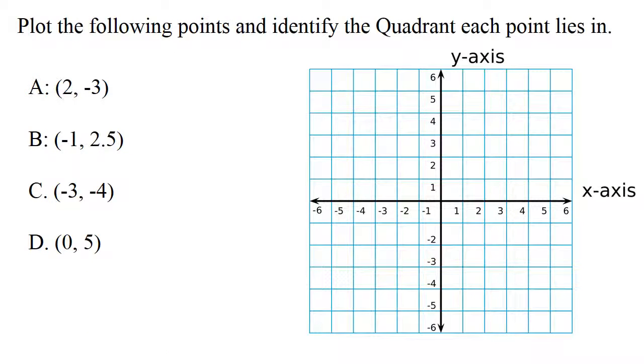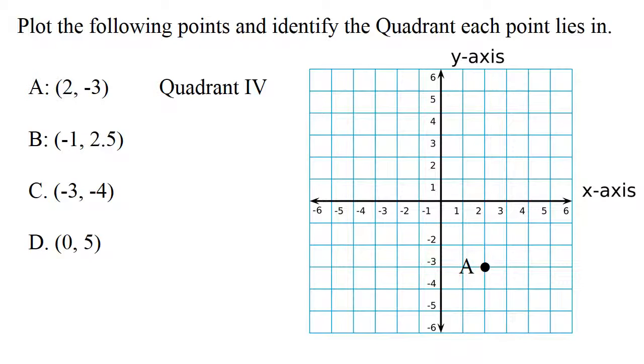Alright, let's look at types of problems we may encounter. This is asking us to plot these 4 points and describe which quadrant they lie in. So (2, -3) is 2 in the positive x direction and down 3. That would be over here. That would be point A, and that is quadrant 4.